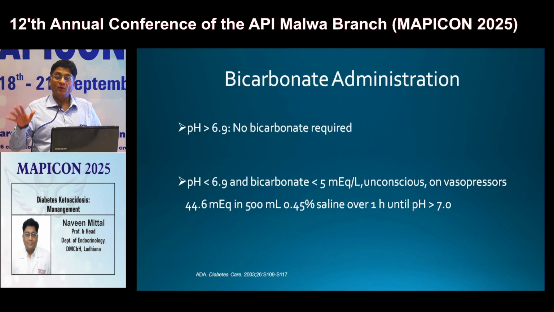Why? Because it leads to hypokalemia and it shifts the oxygen dissociation curve to the left, patient develops hypoxia. You should avoid soda bicarb as much as possible in diabetes ketoacidosis. Treatment of diabetes ketoacidosis is IV fluid, insulin and potassium. Soda bicarb should be given only in a desperate situation.